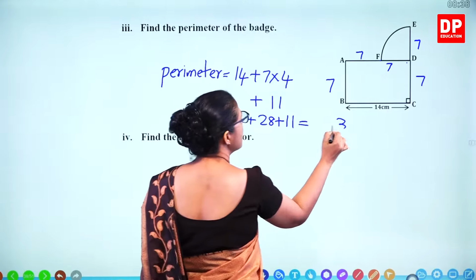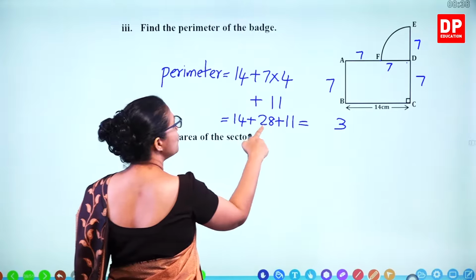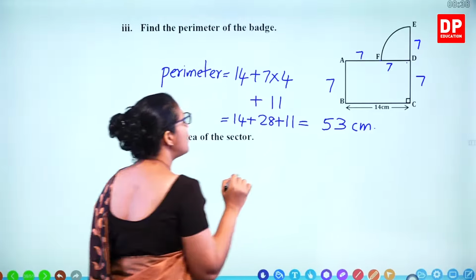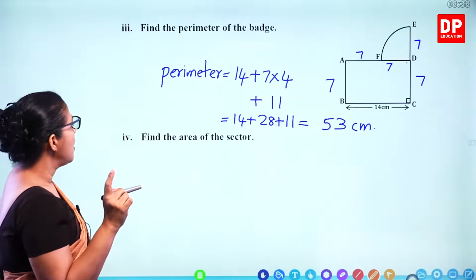12 plus 1, 13. 1 remaining. 2, 3, 4, 5. 53 centimeters is the perimeter of the batch. Find the area of the sector. How do you find out the area?